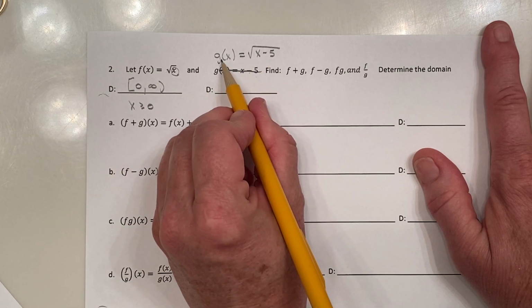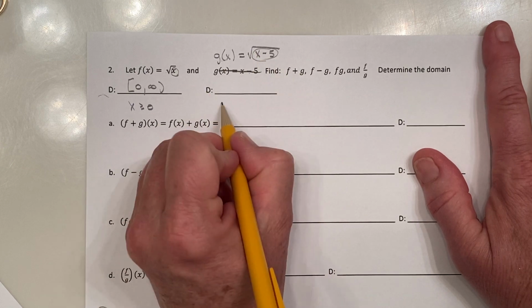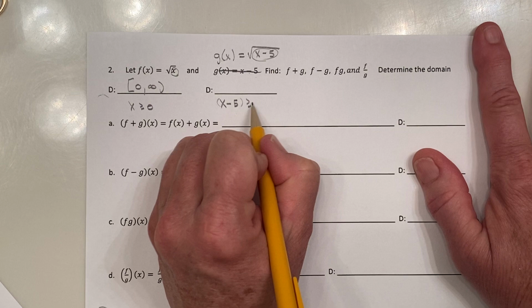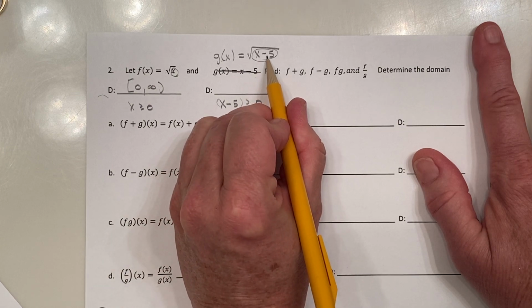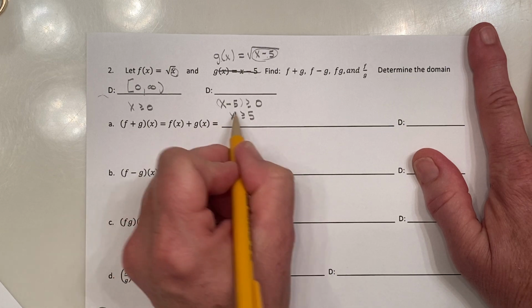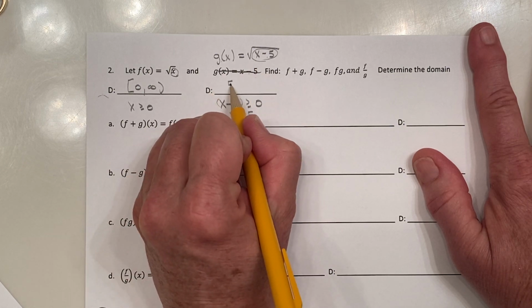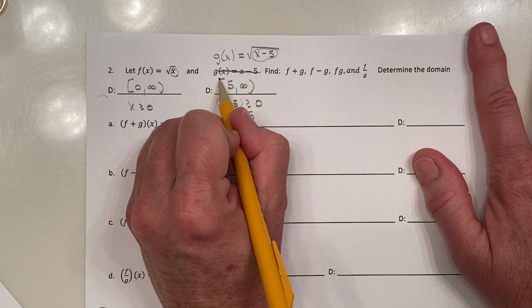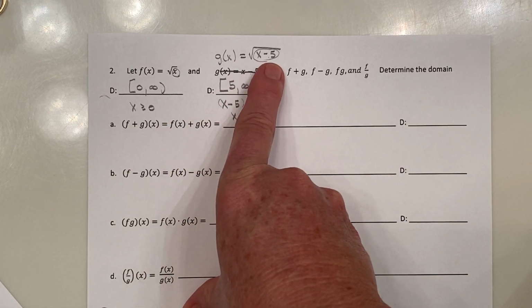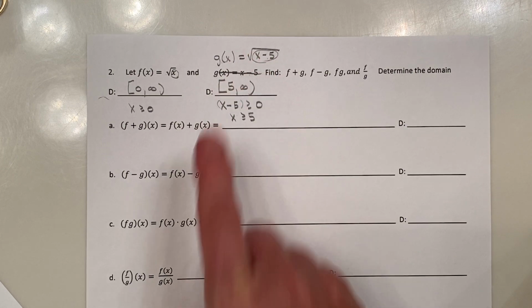Okay, this is an even root function, so that means take the radicand. That value right there has to be greater than or equal to 0. You don't want a negative number. So add a 5 to both sides, so x has got to be a value for this function that's 5 or greater. And I can include 5 because if x is 5 and I subtract 5, I can find the square root of 0.